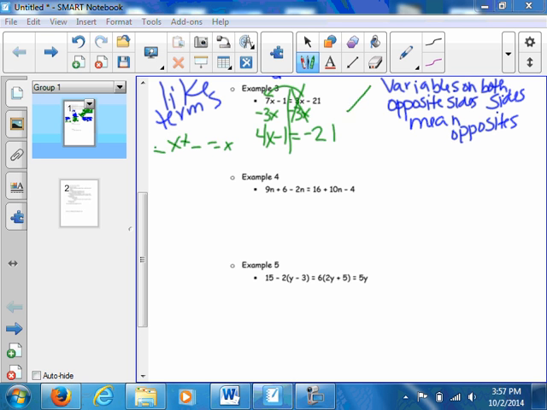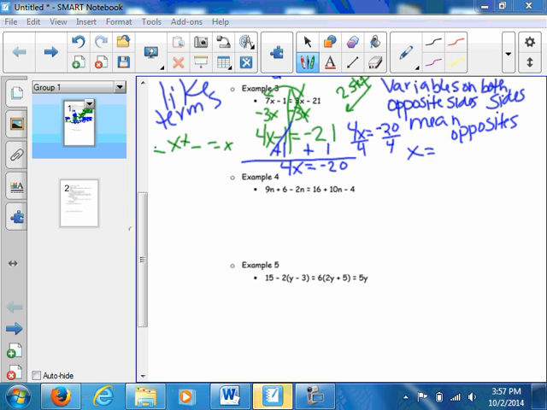Now, you'll notice this is a two-step. So now I go back to my two-step pattern. I add or subtract first, so I add 1. And then I'm left with 4x equals negative 20. And then I divide by, I'm going to write it up here for more room, 4x equals negative 20, and I divide by 4. So x equals negative 5.